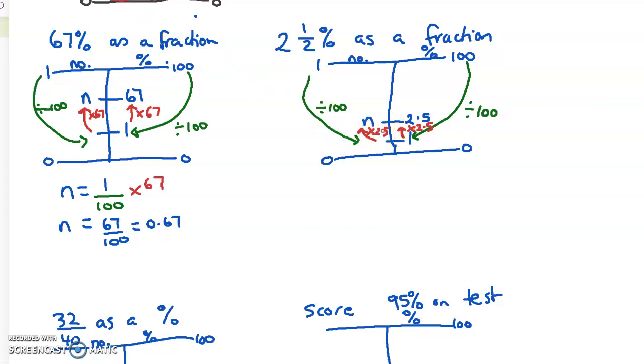So my number is going to equal, where do I start? Well, let's follow those arrows backwards. I started at the 1. What did I do to it? I divided it by 100 and then I multiplied by 2.5.